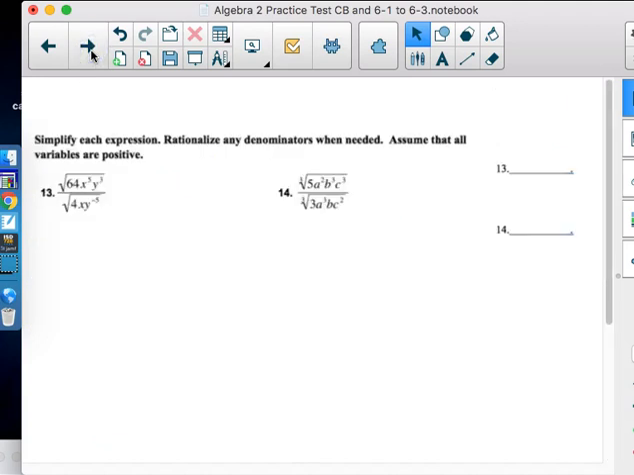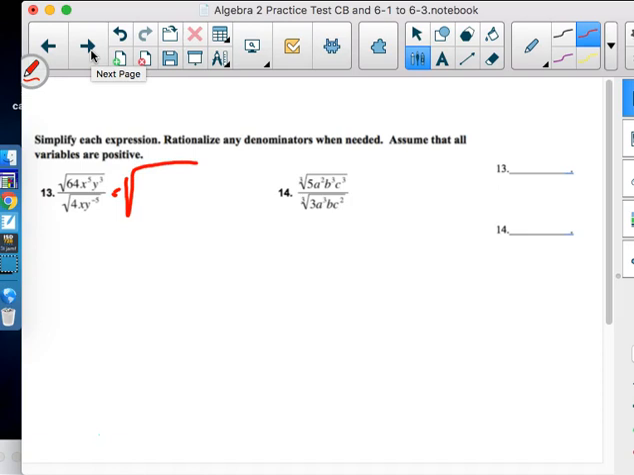Okay, look at 13, analyze. What do you think? Make it into one. There's a whole lot we could do underneath there yet. Let's make it into one fraction. So square root of 64 over 4. Let's figure out the x's and y's while we're at it, huh? What would we get for the x's? X to the fourth. 5 minus 1 is 4. How about the y's? Good, positive 8, that's going to go up top.